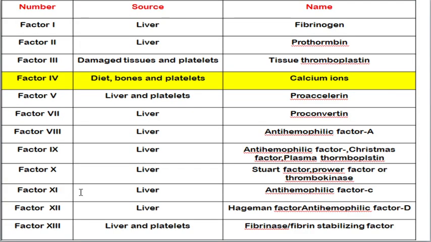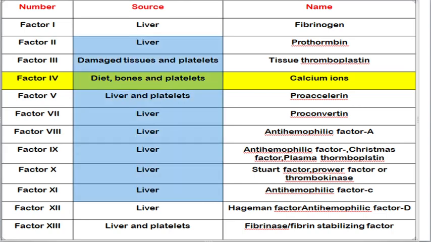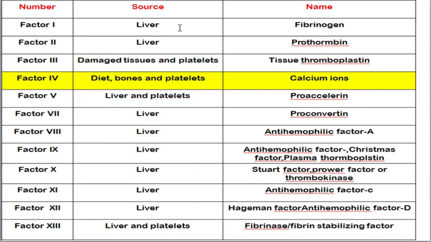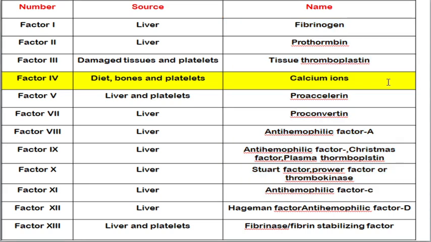So these are the blood clotting factors, the source of their presence, from which part of the body they actually originate, and their names. I just took this from Ganong's book only, so without any confusion you can study. In this, all the factors originate from the liver only, but factor number 3 originates from damaged tissue and platelets, whereas factor number 5 and factor number 13 originate from liver and platelets. Factor number 4 originates from diet, bones and platelets.